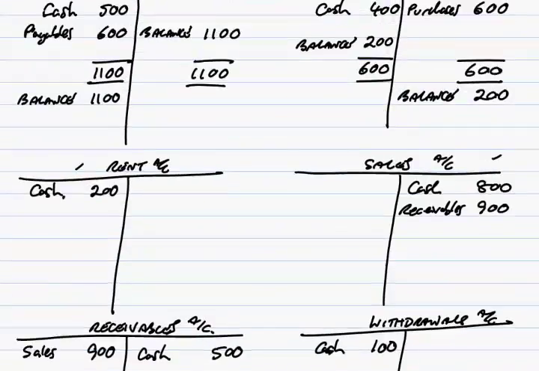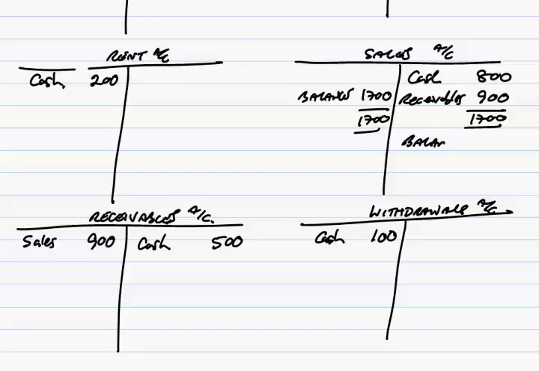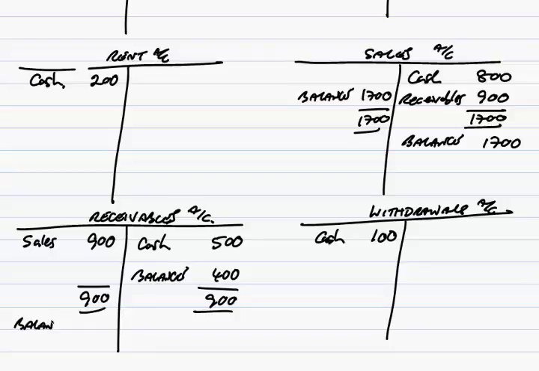Okay, well, let's check. Rent, we already know the balance is 200. Sales, you should have ended up with a credit balance of 1,700. And finally, with the receivables, 900. The missing figure, the balance is 400. And there we are. Now let's list them.